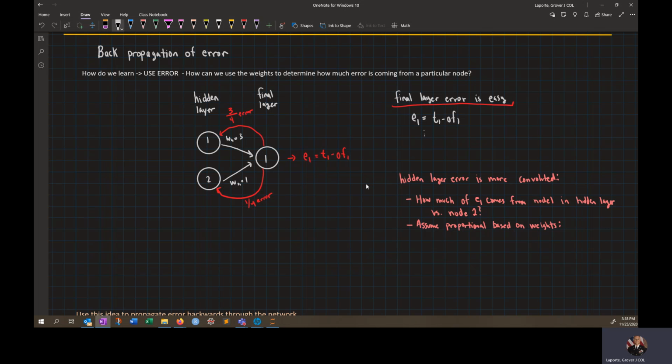Okay, so you guys get this. Let me just write it out. EH1, the error that's in hidden layer node 1, is simply equal to 3/4 of EF, the error in the final layer. Let me change that, it needs to be EF1. So EH1 is 3/4 of EF1, and then EH2 is 1/4 of EF1. All right, there we go.